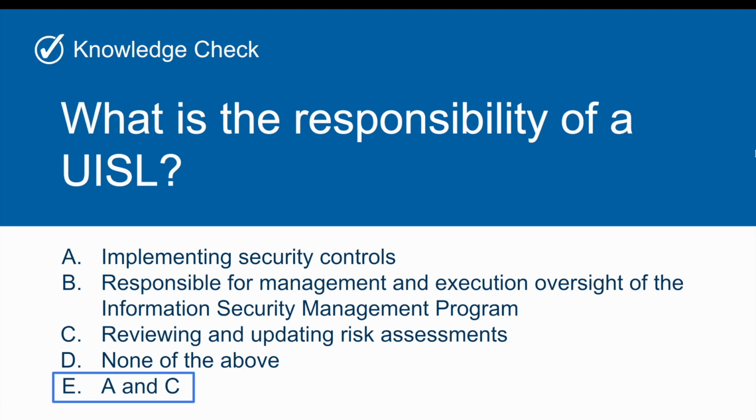If you chose E, A, and C, you are correct. The role of unit information security leads include both implementing security controls and reviewing and updating risk assessments. As a review, CISOs are responsible for management and execution oversight of the information security management program.